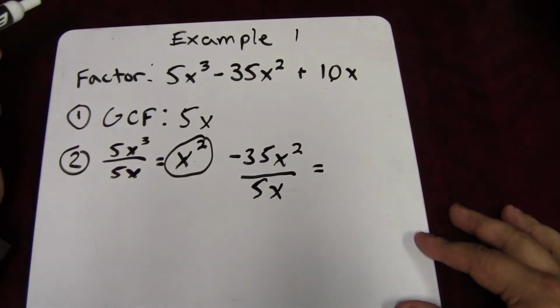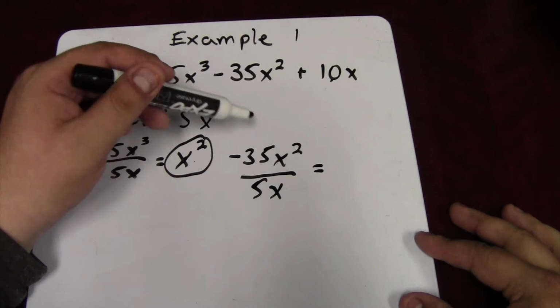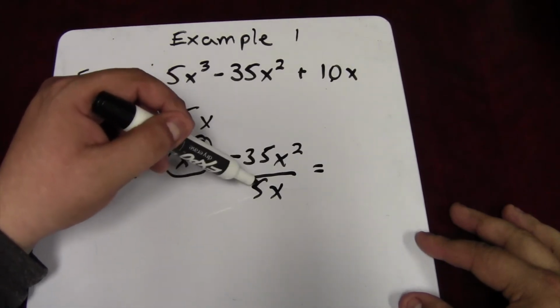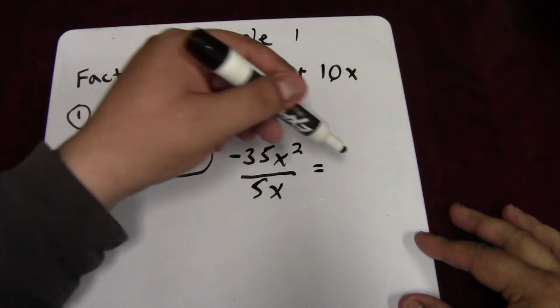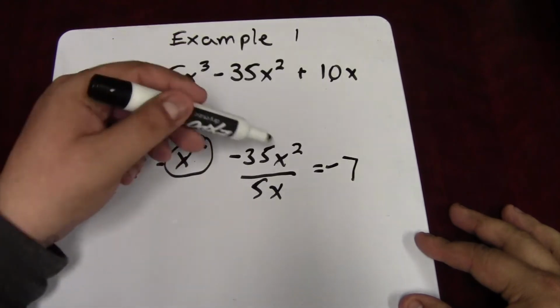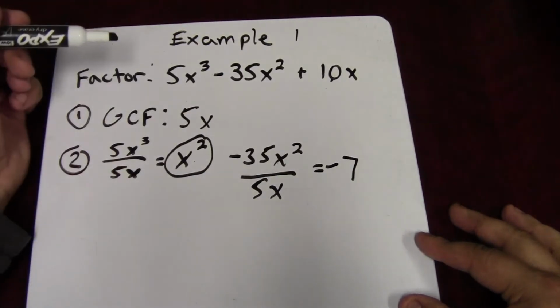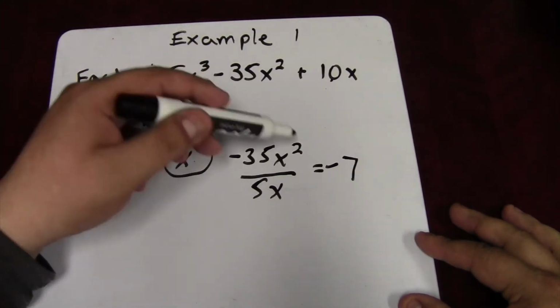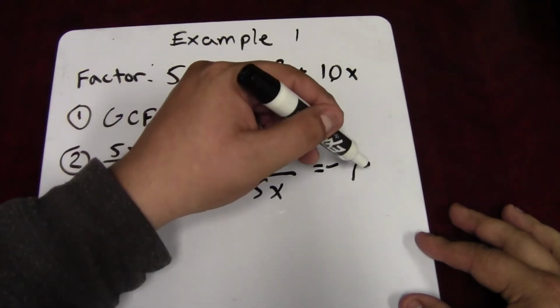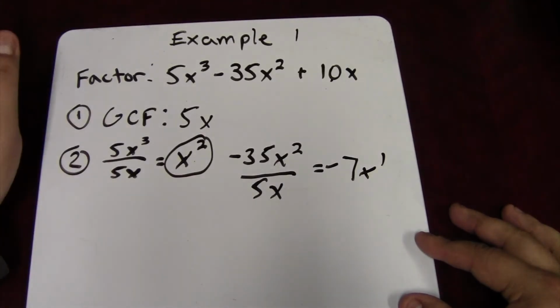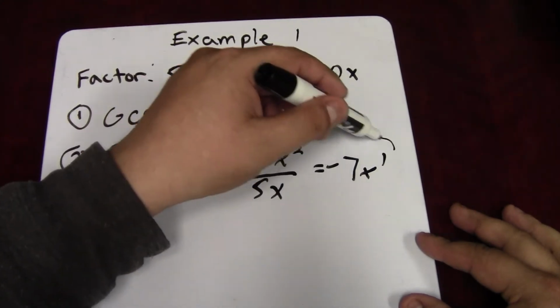And when we do that, we get, well, negative 35 divided by 5, that's negative 7. And x squared divided by x. Subtracting the exponents just leaves us with x to the 1. So that's that term.